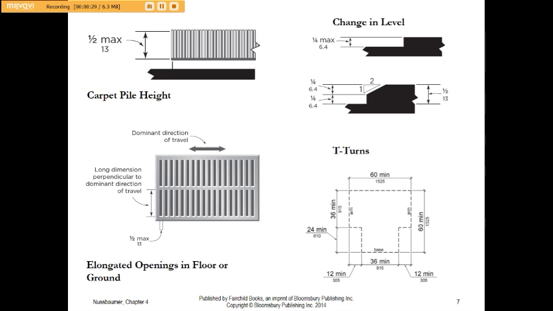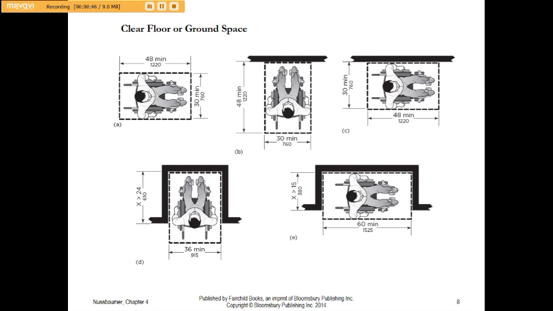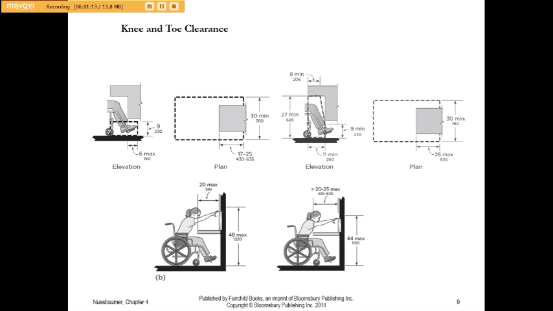Some of the simple things that designers need to learn about are carpet pile height and changes in level at doors, which cannot be any more than ½ of an inch, and a change in level not more than ¼ inch. And this is for everyone because it helps us avoid slips and falls. The clear ground or floor space for the wheelchair takes up 30 inches by 48 inches. Our knee and toe clearances are important too because they affect our forward reach.